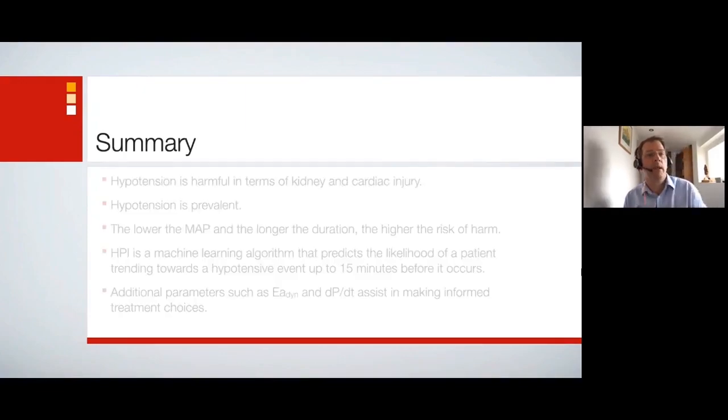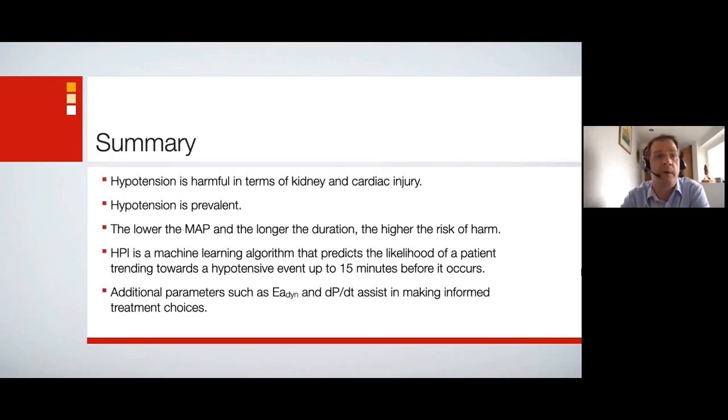So in summary, hypotension is harmful in terms of both kidney and cardiac injury, and hypotension is also prevalent in the perioperative setting. The lower the mean arterial pressure and the longer it's low for, the higher the risk of harm to patients. And HPI is a machine learning algorithm that predicts the likelihood of trending towards a hypotensive event up to 15 minutes before it happens. And the additional parameters such as Ea-dyn and dP/dt assist us in making rationalized treatment choices. Thank you for your time.